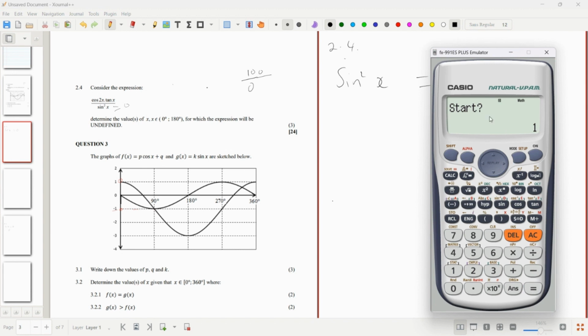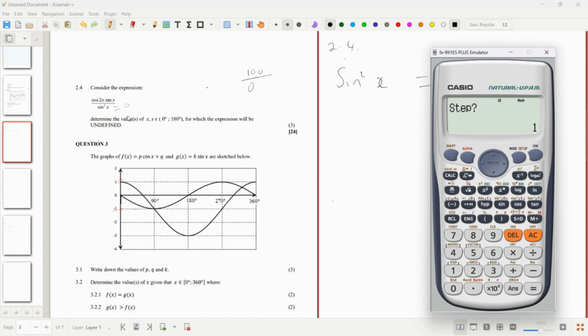Okay, it asks us where to start. If we check here, the interval starts at 0, so we start at 0. Where do we end? We end at 180, because you can see the interval ends at 180. What do you want to step with? Here you can step with 90 degrees.